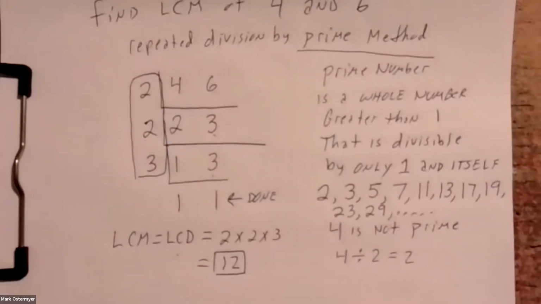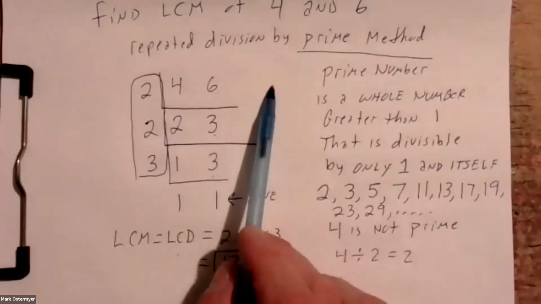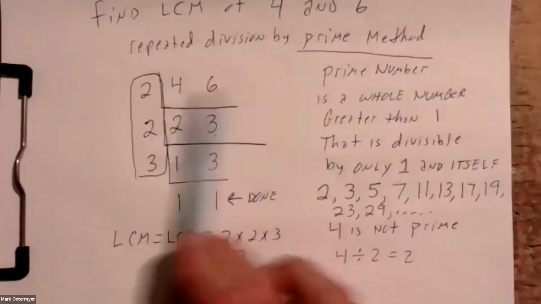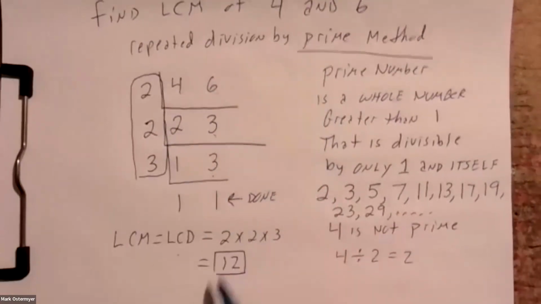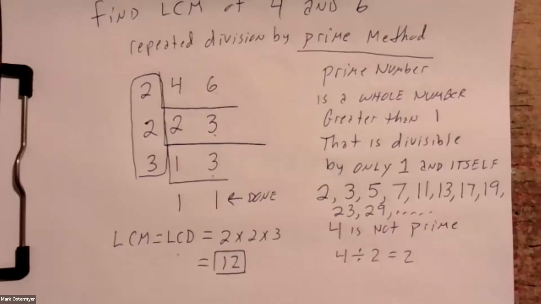That's called the repeated division by prime method for finding the least common multiple of 2, or you could have more than 2 numbers. You could have 3 or 4 or any number of numbers in here. This method works for any number of numbers for finding the least common denominator or multiple of them. It's called the repeated division by prime method. Anybody ever see that method? It always works.